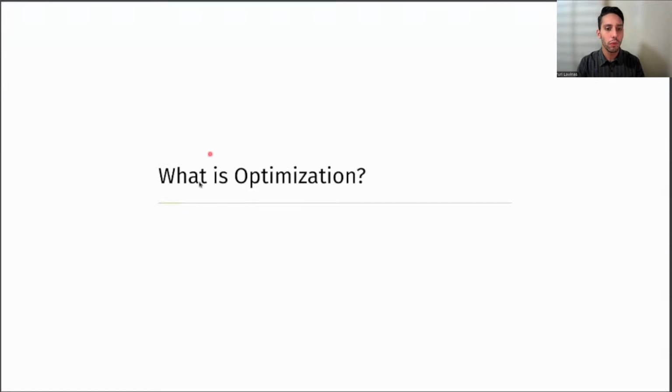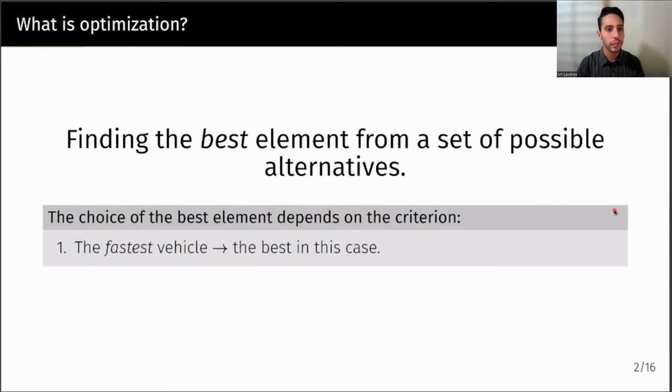All right, so what is optimization? Simply put, we want to find the best elements from a set of possible alternatives. The best choice of element depends on the criteria that you are interested in. I'll be talking a lot today, in the first part of this presentation, about the fastest vehicle, which is the best in this case.